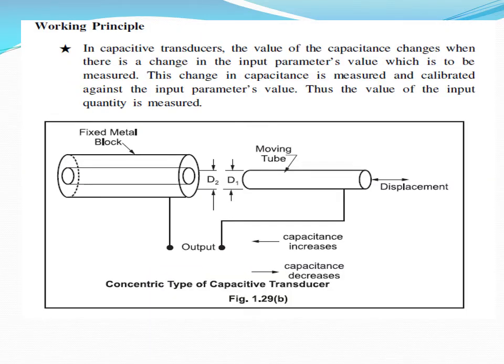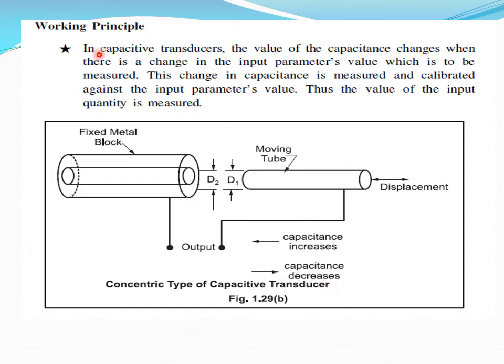The working principle of capacitance type of proximity. So here we can see a fixed metallic block, a moving tube. This moving tube represents the object to be measured. So displacement in either direction. If this is moving in this direction, capacitance is increased. Moving away from this coil means capacitance is getting reduced.